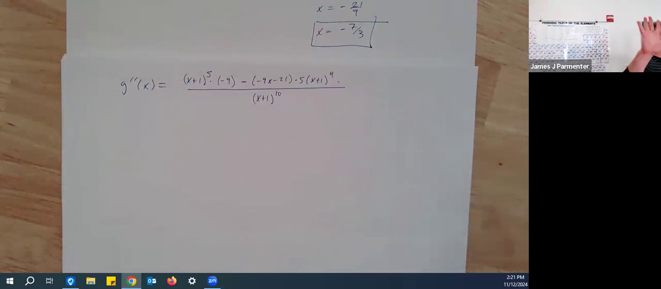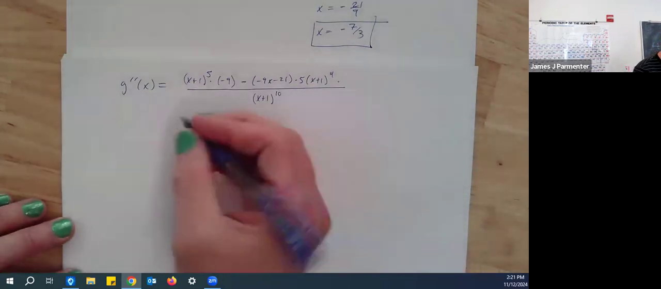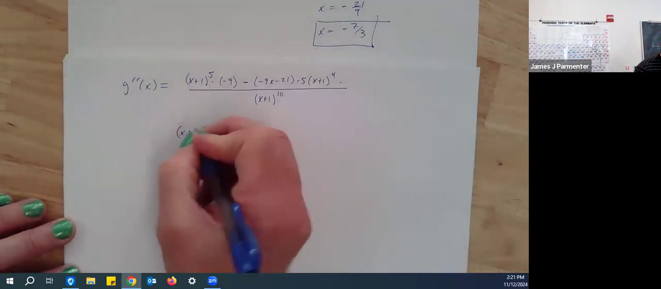It's either this many or this many. It's always going to be the lesser number, so it's going to be 4. In fact, even if the lesser number is a negative number, like if you have an x plus 1 to the negative second and an x plus 1 to the negative third, you can factor out the lesser number, which is x plus 1 to the negative third, because negative 3 is lower, more left than negative 2. So here we're going to factor out an x plus 1 to the fourth.